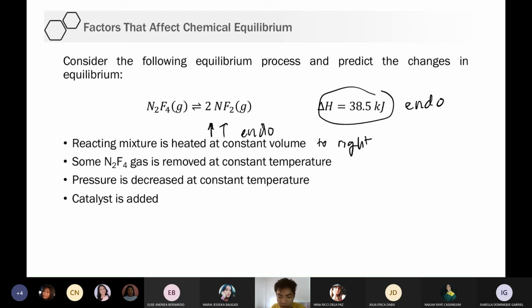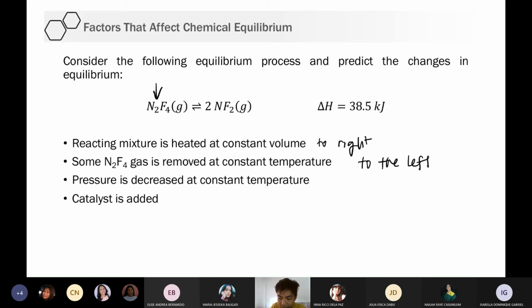Letter B. Some N2F2 gas is removed at constant temperature. Okay. So we have some of your reactants removed from the system. So binawasan mo to. So ano yung shift ng reaction? To the left this time. Bakit to the left? Kapag binawasan mo yung reactants mo, the equilibrium will refill yung nabawas. Binawasan mo to, i-convert niya back ang product kung ano yung nabawas doon, in order to establish equilibrium.